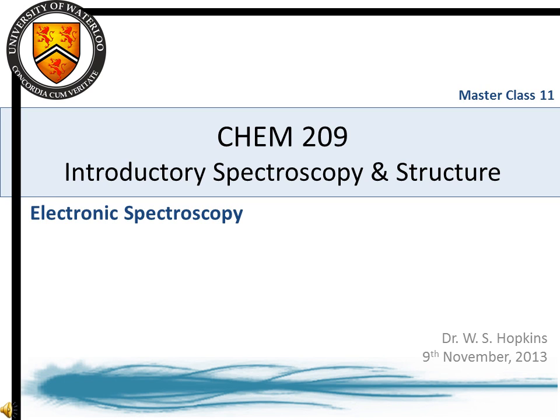Welcome to the Chemistry 209 Masterclass series. This series of lectures is intended to highlight the key concepts of introductory spectroscopy and structure. This lecture, Masterclass 11, discusses electronic spectroscopy.